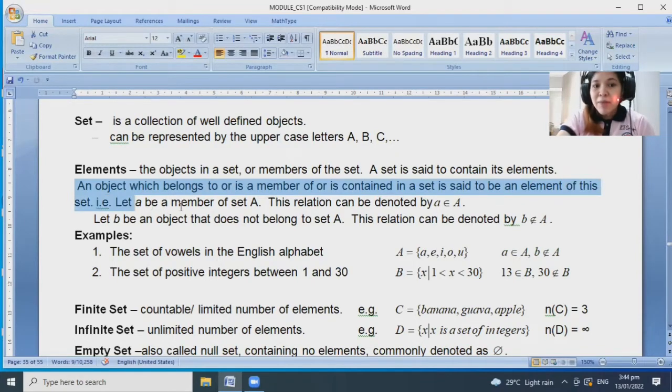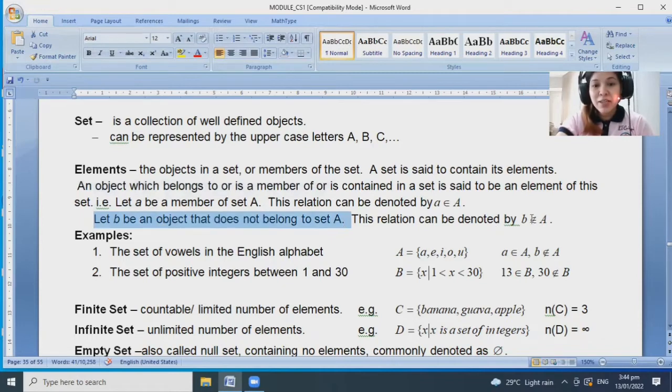Such that let a be a member of a set A, this relation can be denoted by this symbol. a is an element of A. Yung symbol na parang letter E, ang basa doon is an element of. Let b be an object that does not belong to set A. This relation can be denoted by b is not an element of A. Yun namang parang E na may slash, ang basa doon is not an element of. Hindi siya part ng set na yon.